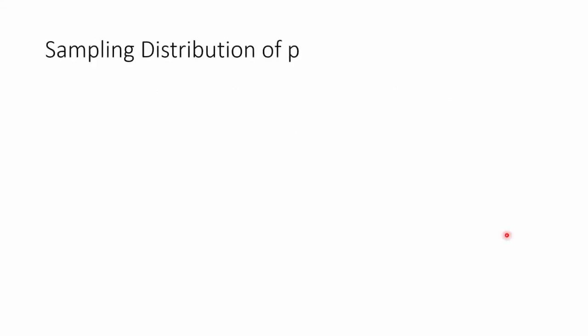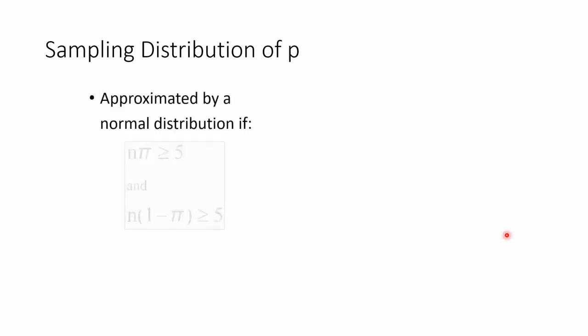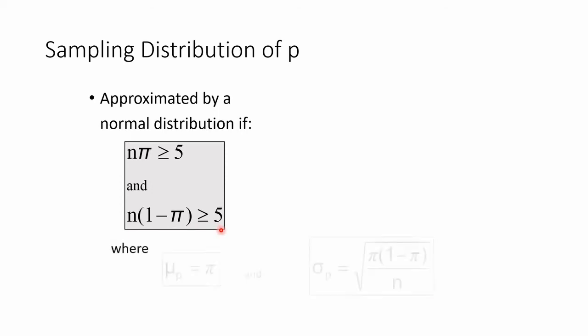So the sampling distribution of P is approximately normally distributed given that these two conditions are met. Your sample size n times your population proportion should be greater than or equal to 5, and your sample size n times 1 minus your population proportion should also be greater than or equal to 5.